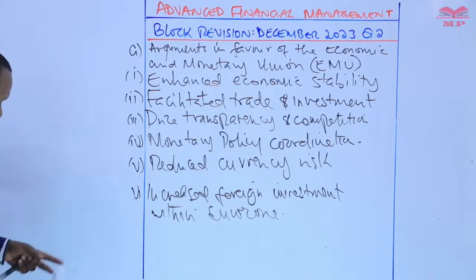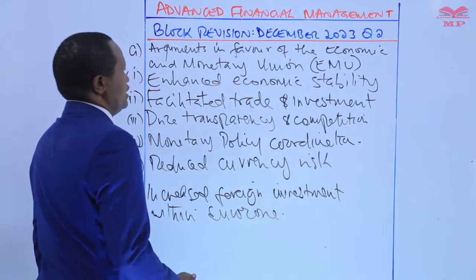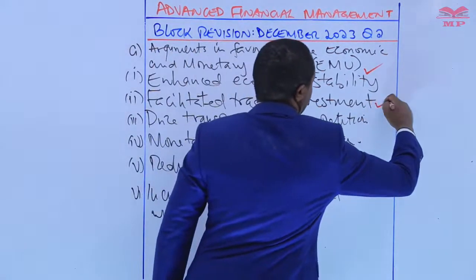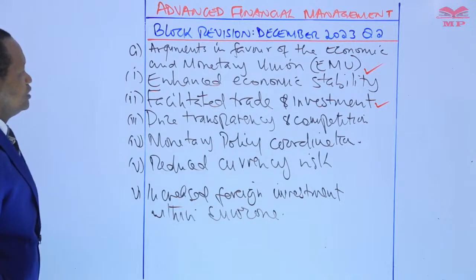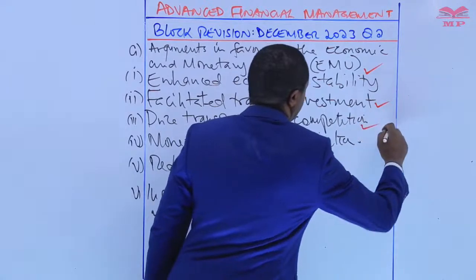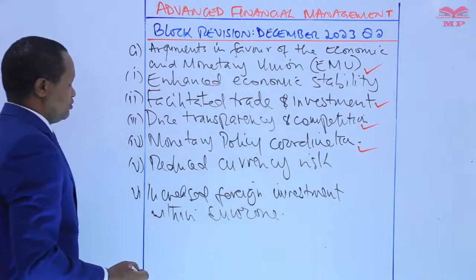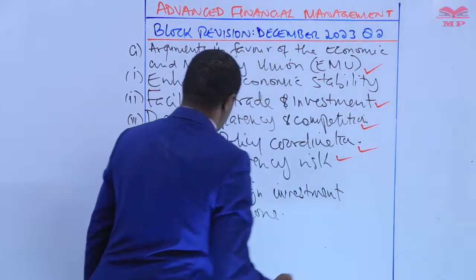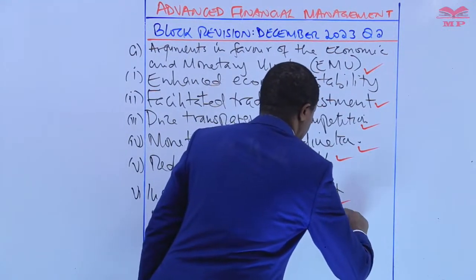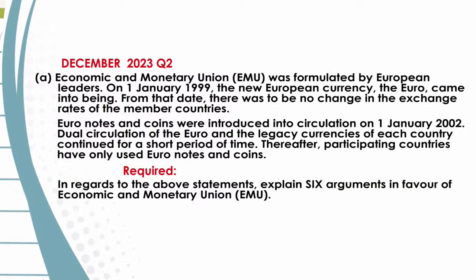Candidates were to give 6 to earn the 6 marks. The first argument is in relation to economic stability. Number 2, it facilitates trade and investment. Number 3, EMU leads to what we call price transparency and competition. Number 4, monetary policy coordination. The other argument is in relation to currency risk. And lastly, foreign investment within Eurozone, 6 marks. So we answered part A. Let's move on to part B.